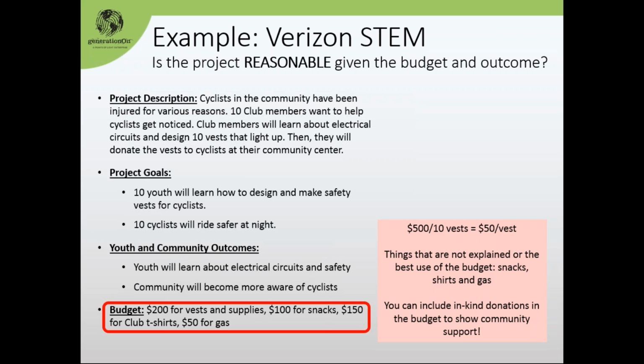Additionally, one way to strengthen this budget would have been to include in-kind donations. In-kind donations are things that people are giving to you for free to support your project. So for example, if in this instance they were having some engineering expert to show the youth how to create these electrical circuits, that person's time, if they're giving it to you for free and are volunteering for the project, is an in-kind donation that you can say, this person is $50 an hour, they're giving us 3 hours, so we have $150 of someone's time donated.